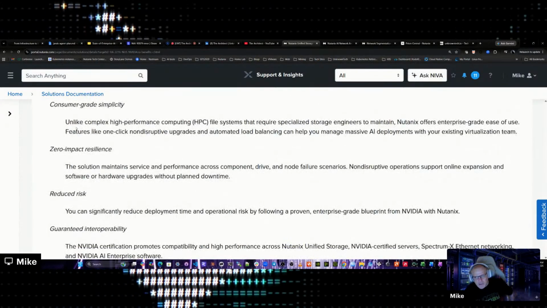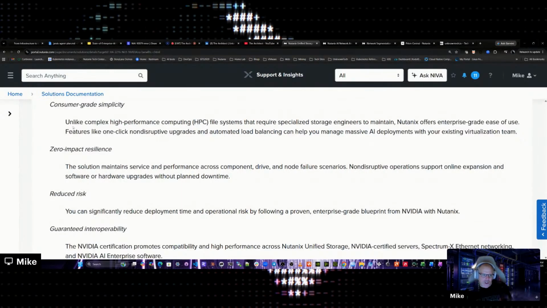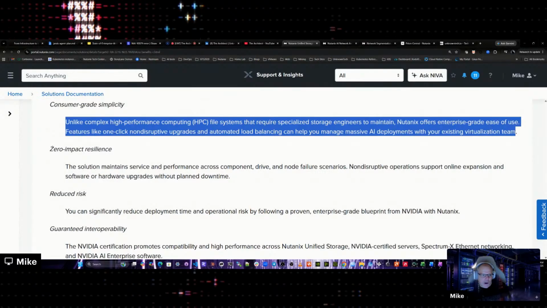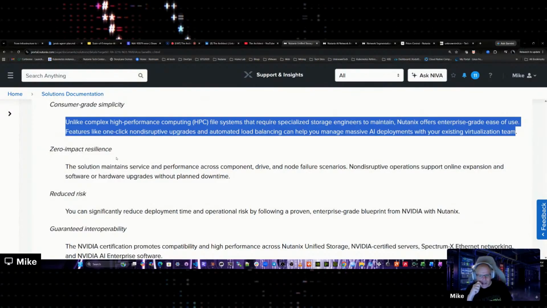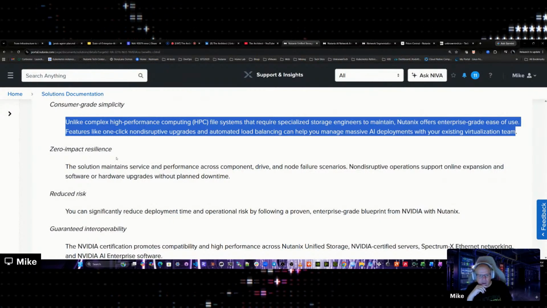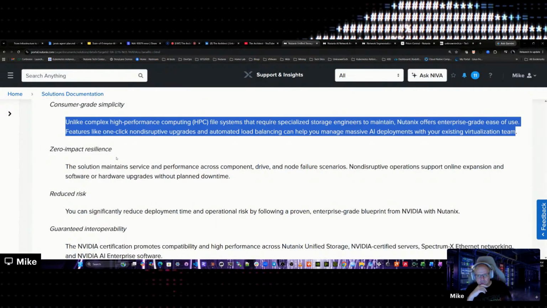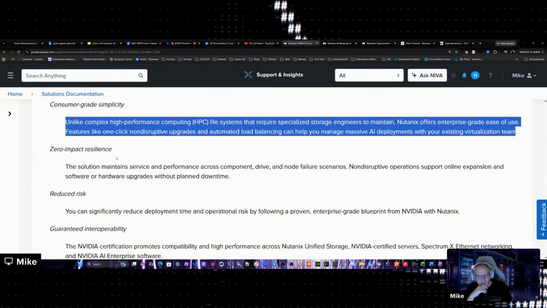It is consumer grade simplicity, right? So there's one-click upgrades, non-disruptive, automated load balancing, right? All of these things are extremely important, right? To operate in this highly robust, highly leveraged, right, infrastructure. Zero impact to resilience, right? Can handle component, drive, node failures, non-disruptive support, online expansion, right? If you need to scale down or scale up or scale out with Filer, you could do that. So, for example, if you need to add more file service VMs, or you need to add more compute and memory to those file service VMs, you can do that, right? And those are all non-disruptive operations.